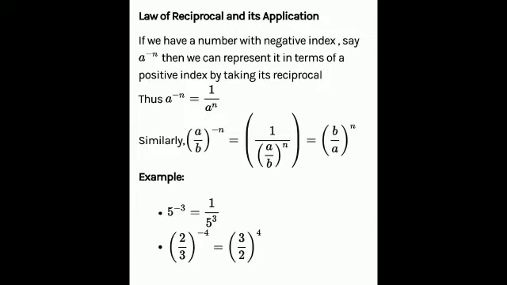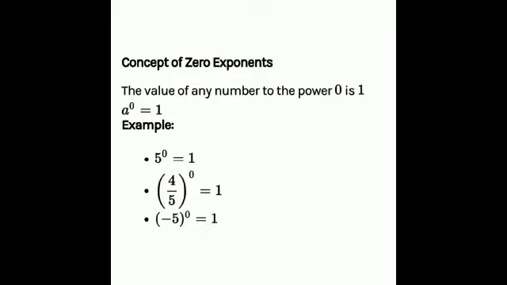For example, first example, 5 raised to the power minus 3 is equal to 1 upon 5 raised to the power 3. Similarly, the second example, 2 upon 3 whole power minus 4 is equal to 3 upon 2 whole power 4. Now students, let's see the concept of zero exponents.